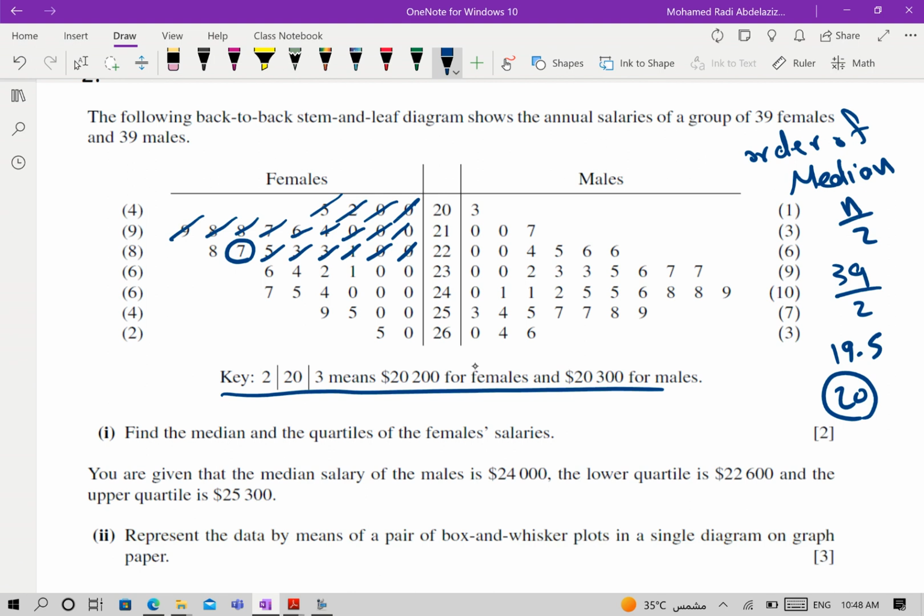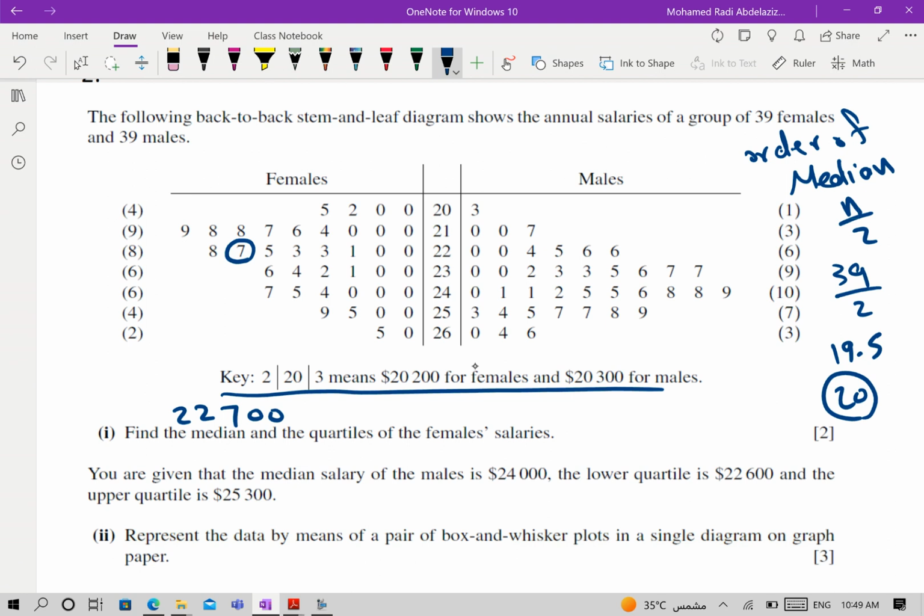But the median is not 7. You have to go back to the raw data. The original value of 7, using the stem, is 22,700. Explain again. You have to get the order of the median. 39 divided by 2 is 19.5, rounded up will be 20. Without counting, because it's given here 4, so the first row is 4. 4 plus 9 is 13. So 14, 15, 16, 17, 18, 19, 20. Same. So the order is 20. The median is, the answer for the first one is 22,700.